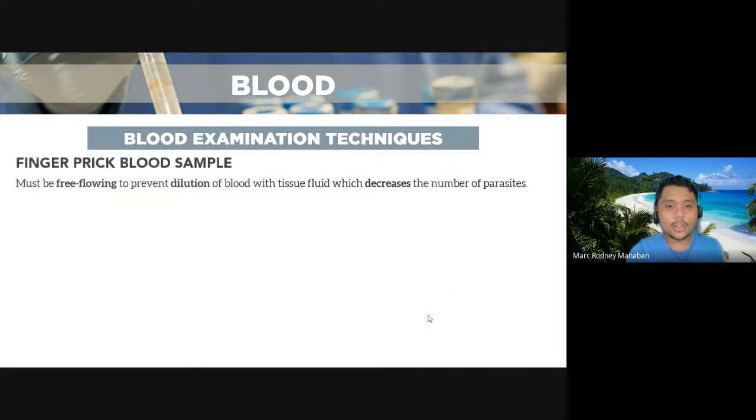Now we go to the first type of techniques. Blood examination techniques come from your finger prick blood sample, so from skin puncture, the favorite of everyone, joke. Again, your finger prick blood sample must be free flowing, and you should not milk.